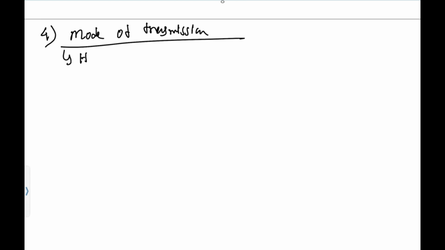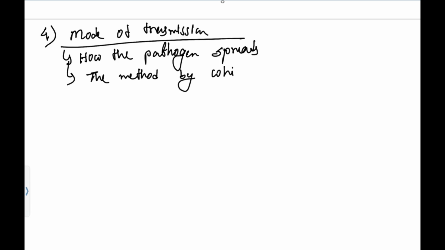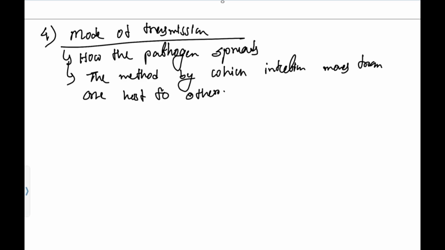Now coming to the fourth step, that is mode of transmission. What is the meaning of mode of transmission? Mode of transmission means how the pathogen spreads. This is a method by which infection moves from one host to another. Now what does that mean? If I am going outside, if I am going to school, I need some vehicle to reach my destination. The same thing applies here also.